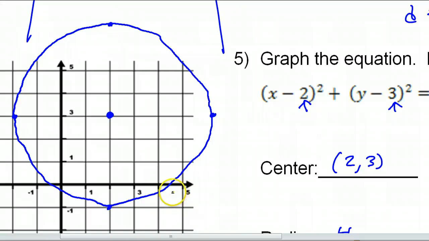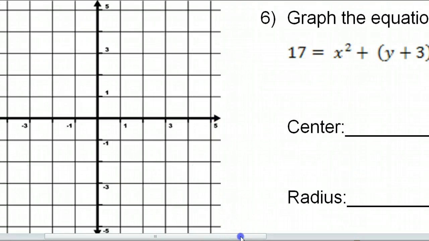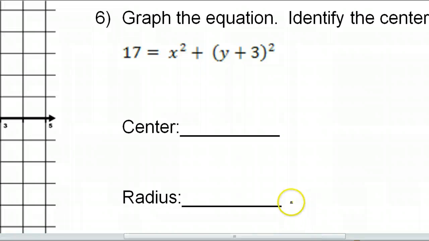Number 6, same thing. Hopefully you worked ahead and you're already kind of done with it. You're already done? All right, Darius, give me the center. 0, -3. The center is 0, -3 on this one. What's the radius? Give me both.